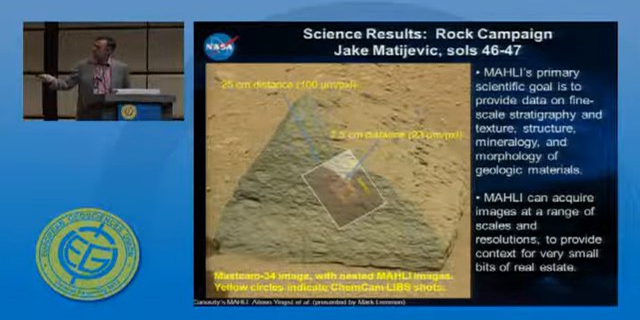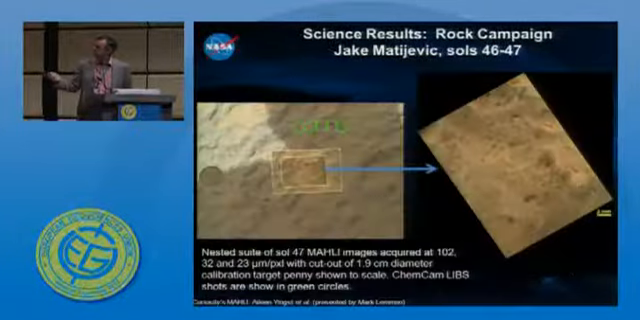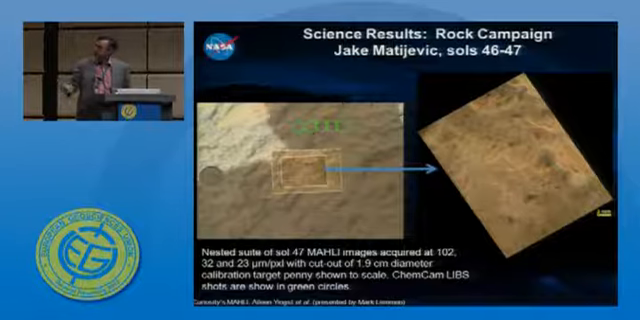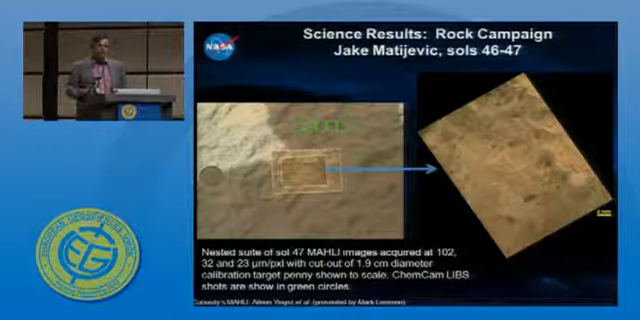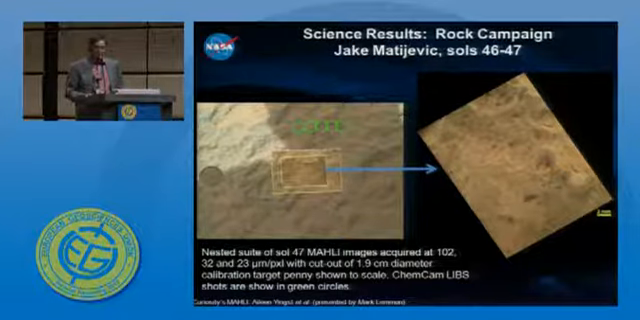So MAHLI provides the context as well as the very close-up imaging. The close-up image is shown here, as well as the nested images for scale. So you've got 100 micron down to 32, down to 23 micron per pixel. We can get down to 14. We have not exercised that yet. That requires much care to get MAHLI that close to something. But of course, we do have our contact sensors to prevent damage.